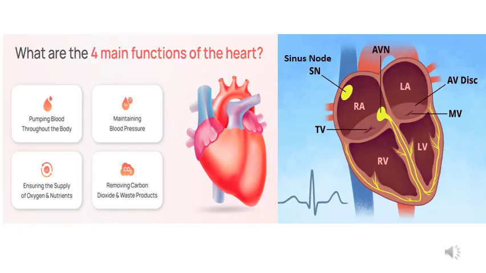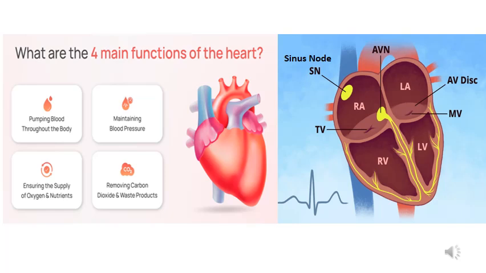Functions of the heart: heart pumps deoxygenated blood to the lungs via the pulmonary artery to get oxygenated. Heart pumps oxygen-rich blood to the rest of the body via the aorta. Heart maintains blood pressure and ensures continuous circulation. Heart supports the removal of waste products, carbon dioxide. Resting heart rate: a healthy resting heart rate is typically between 60 and 100 beats per minute.